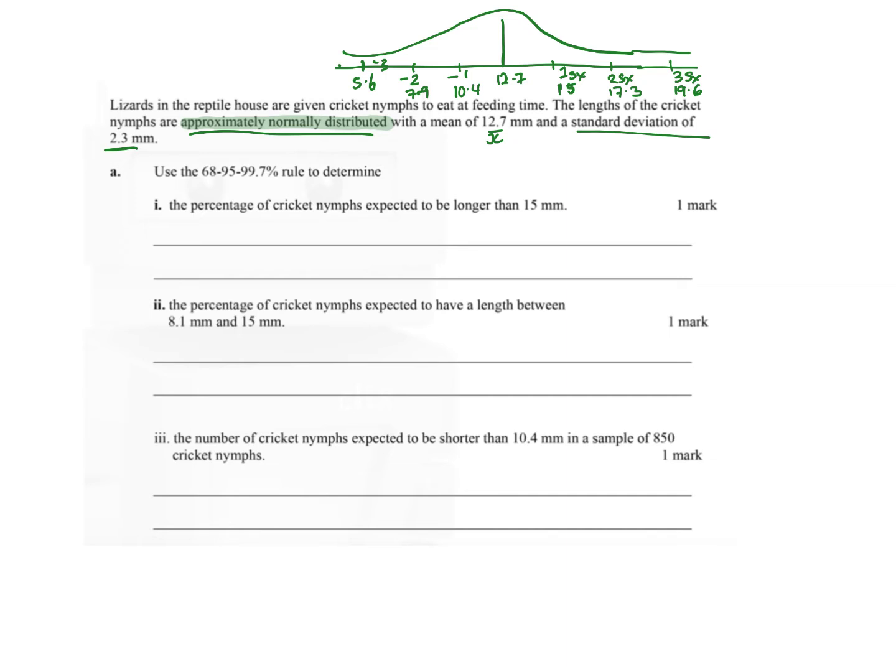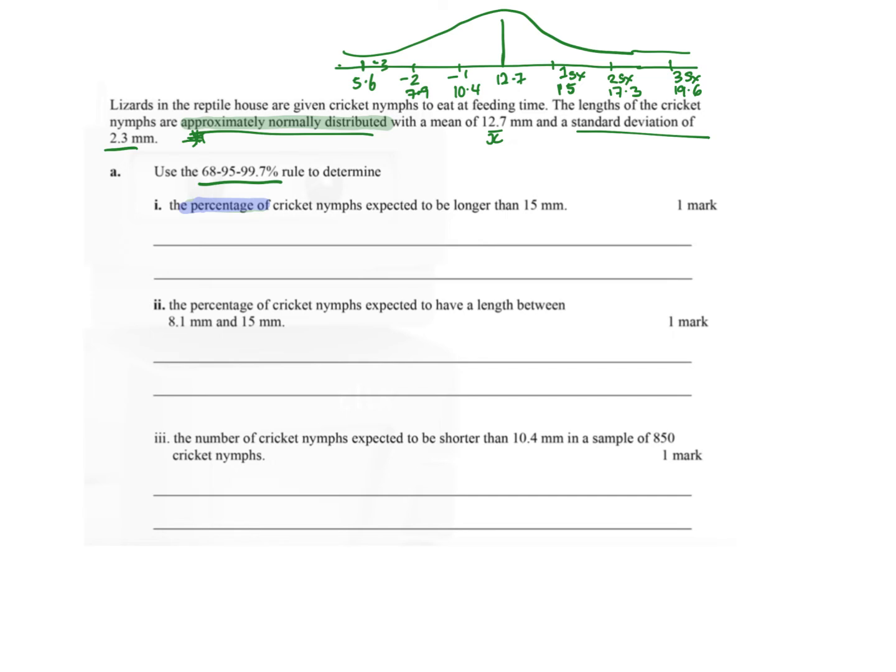Okay, so they've been nice here, and they're even telling you you're using the 68, 95, 99.7 rule. They don't need to tell you that in the exam once they've told you this. So that they're just being nice. So it says determine the percentage. These are very important words to highlight because they will use different things. So determine the percentage of cricket nymphs expected to be longer than 15 millimeters.